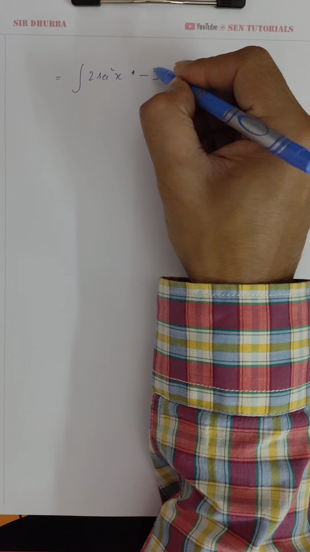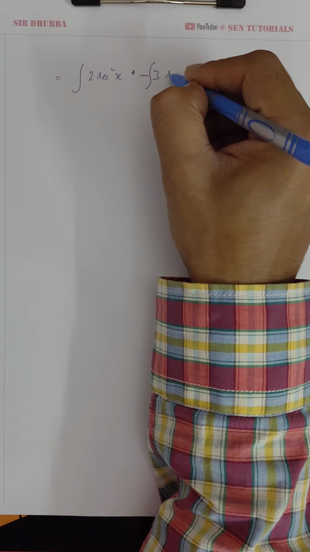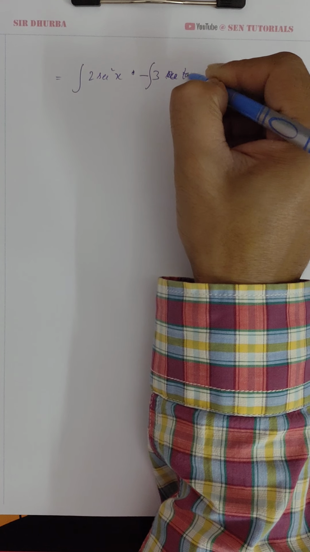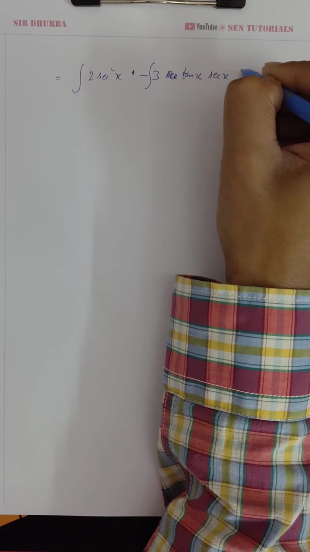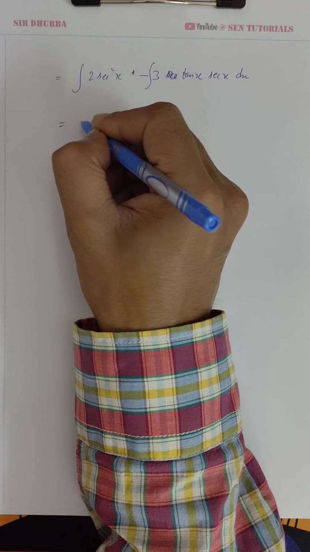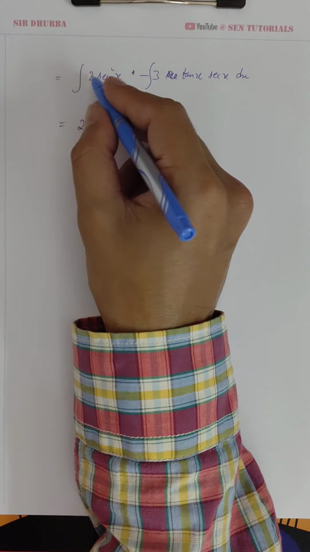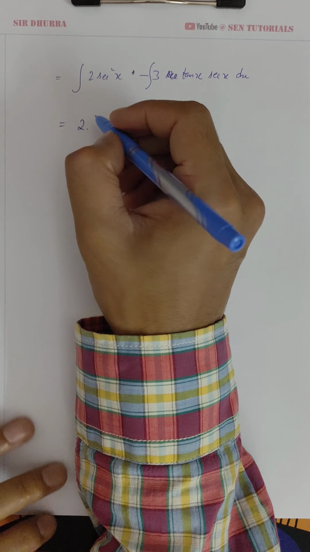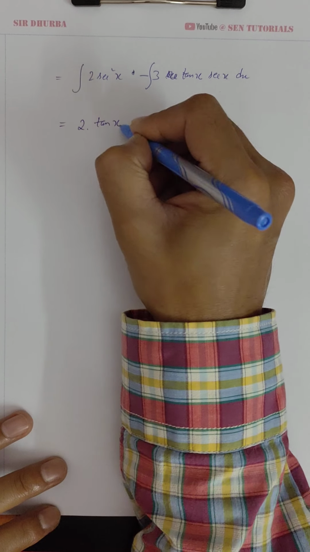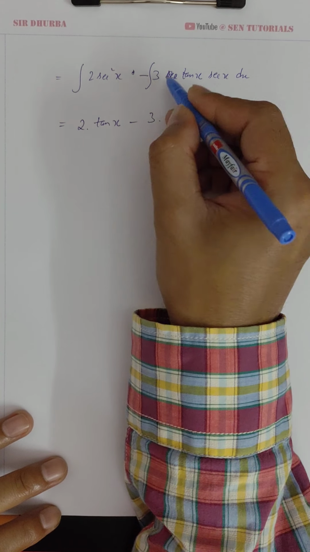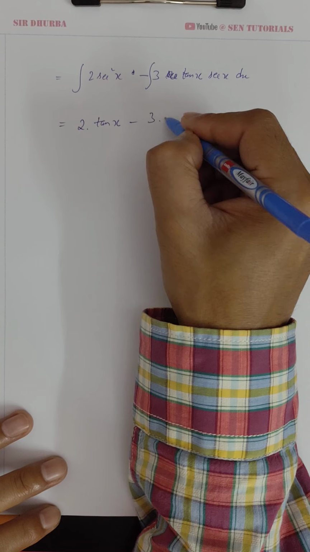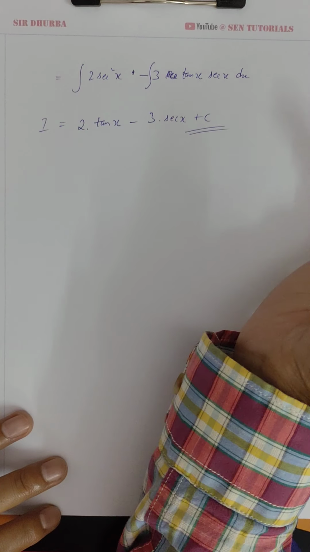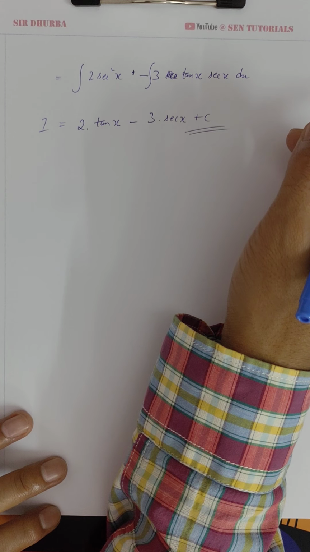So that's what I'm going to write here. That is integration of 2 sec square x minus 3 tan x sec x with respect to x. 2 is constant, so we can just take that out immediately. What is the integration of sec square x? Just now we have done, tan x, minus 3 constant. Tan x sec x, what was it? Yeah, sec x plus c. Done. Job done.